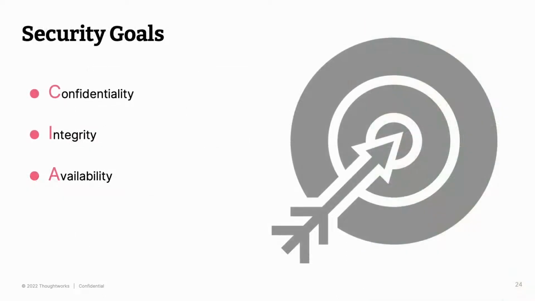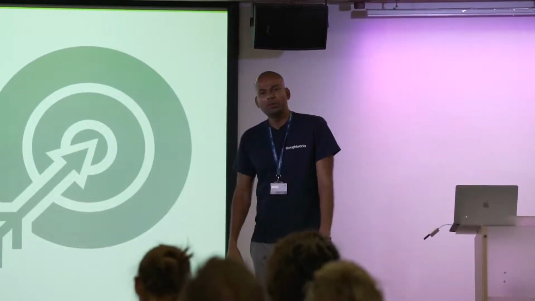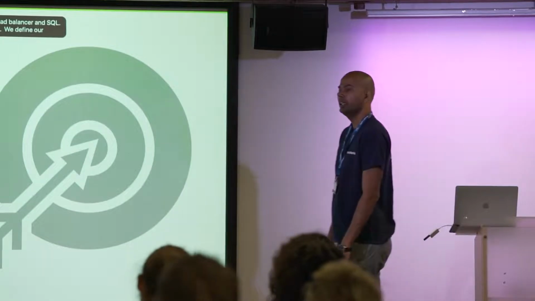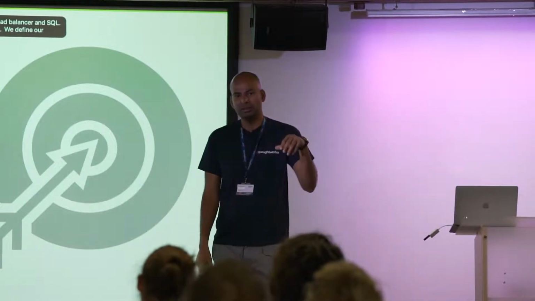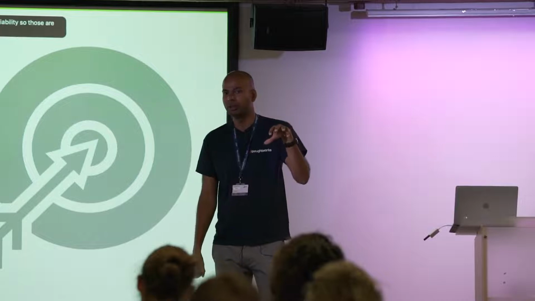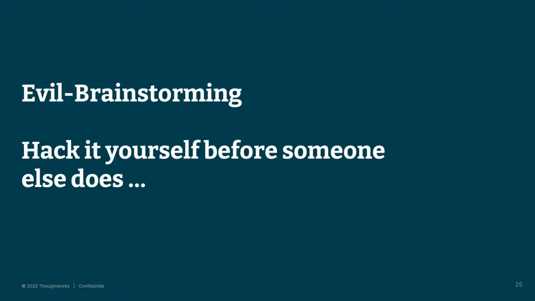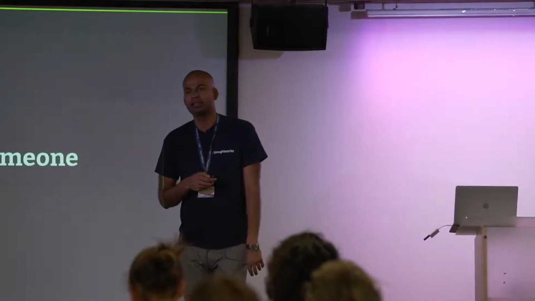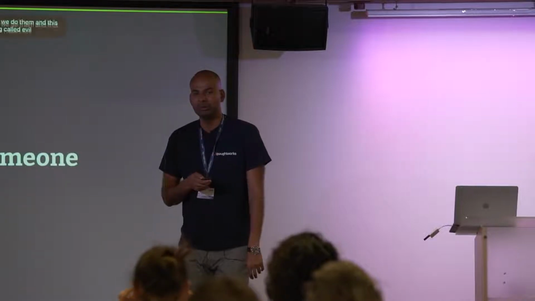Then here comes CIA, the security goals. We defined our security goals, what we wanted to prevent: confidentiality, integrity, and availability. Those are the security goals that we want to make sure we protect. And that's when we started something called evil brainstorming. We decided that we were going to hack our system from the hacker's point of view.